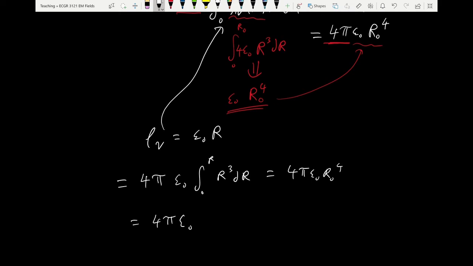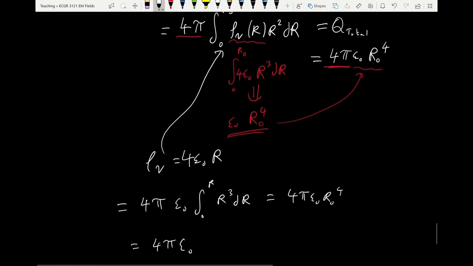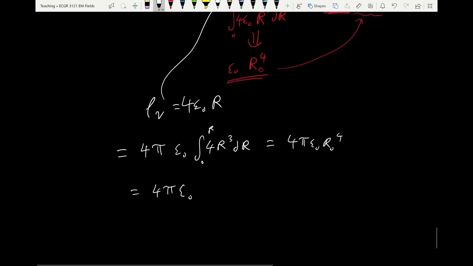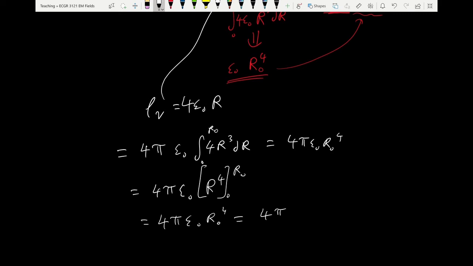So this is going to be 4 epsilon naught r. That's what we said. So rho v is 4 epsilon naught r. I end up with r to the 4, which when I differentiate gives me 4r to the power 3, and this is from 0 to r naught. This equals 4 pi epsilon naught r naught to the power 4. So there was a bit of guessing here.